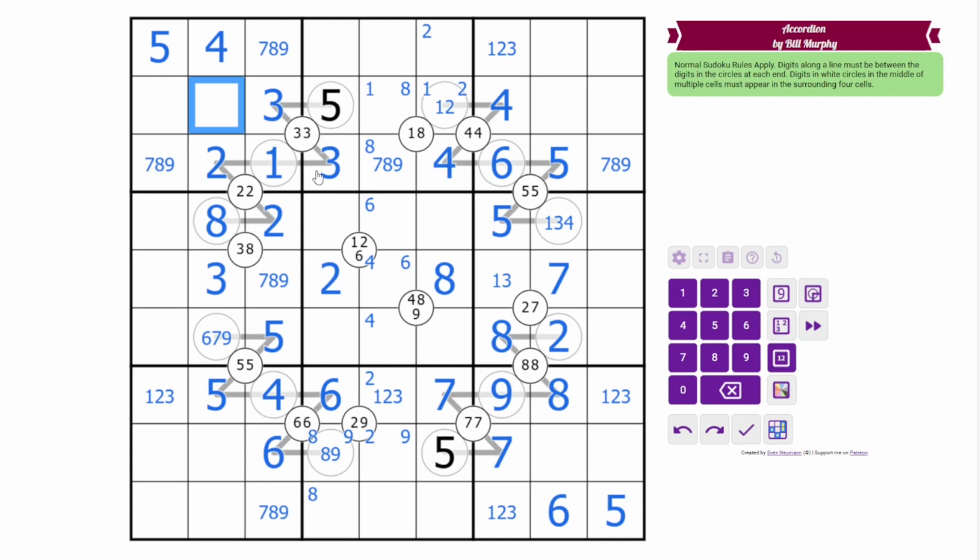This can't be 1, so it is 6, 7, or 9. 1 is down here somewhere. This is 1 or 9. Oh, this is 9 from the 8 and 7 here. And this is 1 from that 3. Let's clean up a little bit.